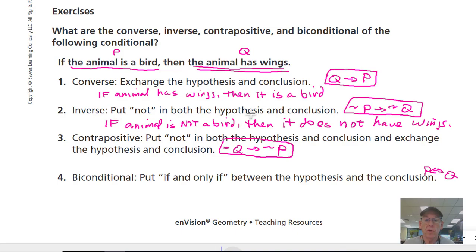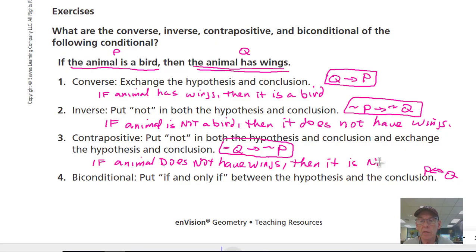So here's our Q. So if the animal does not have wings, then it is not a bird. And there we have put the negatives in, and we also interchanged the Q and the P.